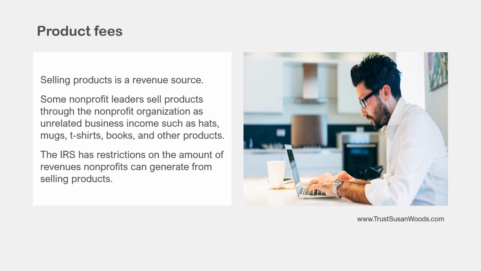Product fees. Selling products is another revenue source. Some nonprofit leaders sell products through the nonprofit organization, such as, it is called unrelated business income, such as hats, mugs, t-shirts, books, and other types of products. The IRS has restrictions on the amount of revenues nonprofits can generate from selling products, but it is an option that you should consider.